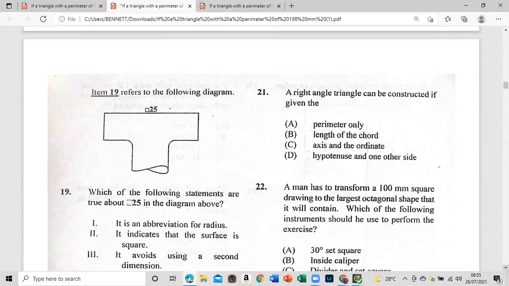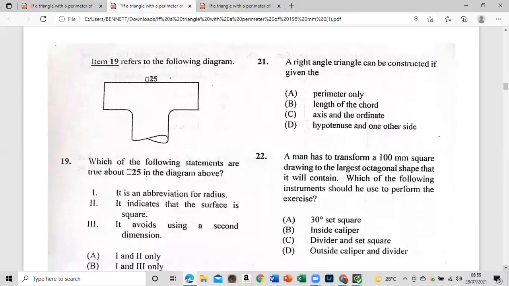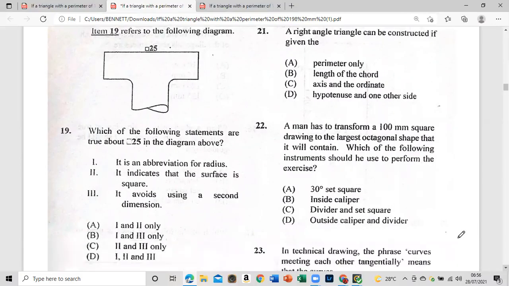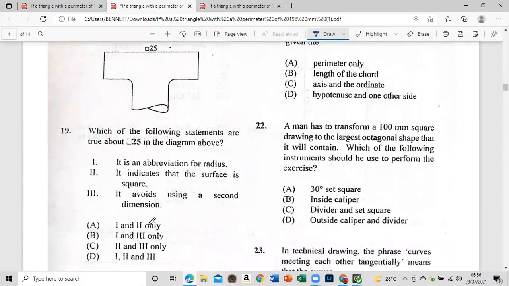So on to number 19 rather. Item 19 refers to the diagram. Which of the following statements are true about 25 in the diagram above? It abbreviates for radius. It indicates a surface is a square. It avoids using a second dimension. Alright, and that is 2 and 3 only. It indicates a surface is a square and it avoids using the second. So it is C.